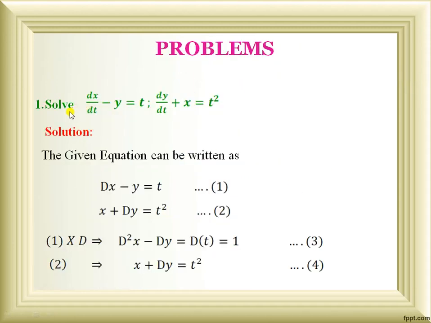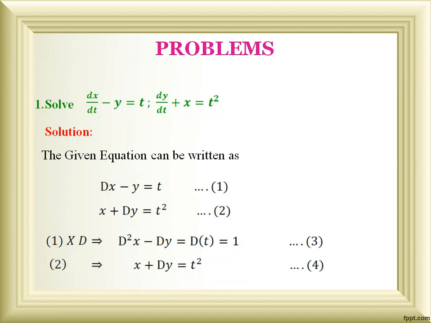So now we are going to the first problem under this category. We are given dx by dt minus y is equal to t, dy by dt plus x is equal to t square. Here x and y are dependent variables and t is the independent variable. So we have two equations as well as two dependent variables, and only one independent variable. I am writing the derivative operator form of the given equations. In place of d by dt, I am replacing capital D. So here D is nothing but d by dt, differentiation with respect to t.